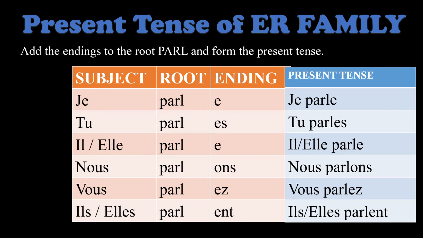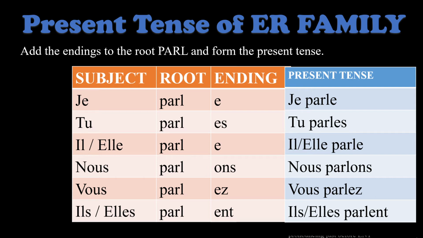Please make sure that you are writing the root and ending as a single word. Don't leave a space or anything between them. It is one word. So you will get the present tense of parler like this. Je parle, tu parles, il parle, elle parle, nous parlons, vous parlez, ils parlent, elles parlent.